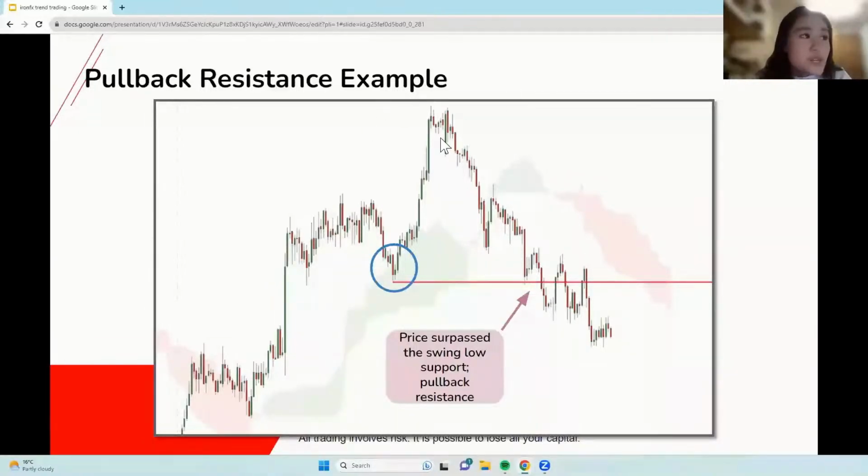So we have a swing high here, swing high reversal, it's going down, and then it surpassed the swing low support. And that's why we are expecting it to reverse back to this support level. But now that it's surpassed this level, it's now a resistance. So it is a pullback resistance in this case.